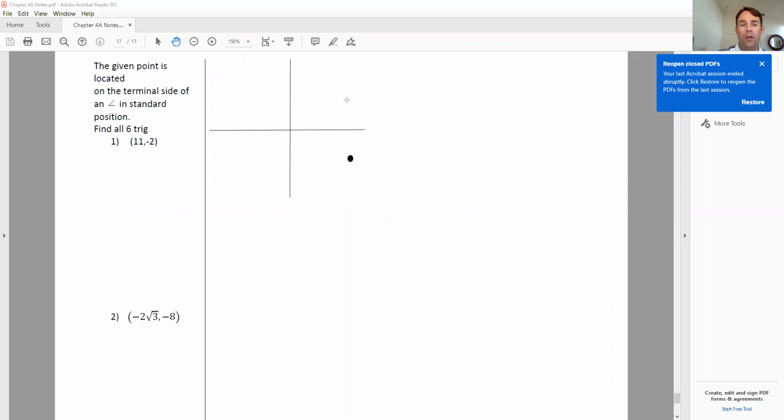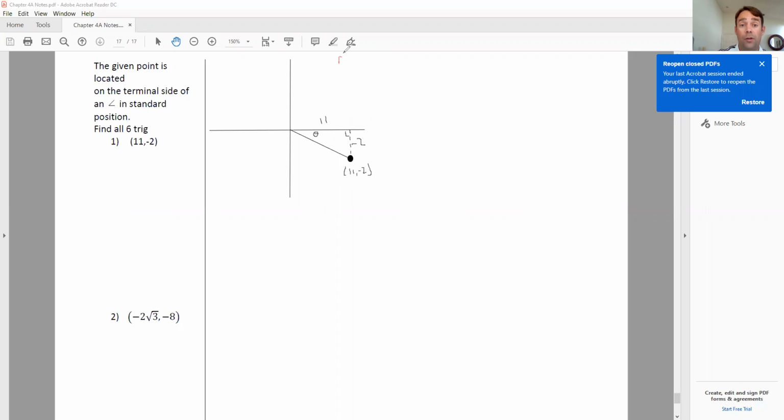So the terminal ray, or the terminal side of an angle, means it's going to end right here at 11, negative 2. So this is the point right here. So if we wanted to turn that into a triangle, we'd have negative 2 and 11. What we don't have is the radius, so we'd have to find that radius. So let's go find that radius real quick.